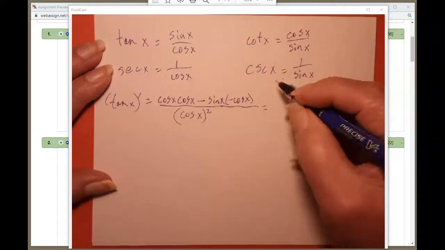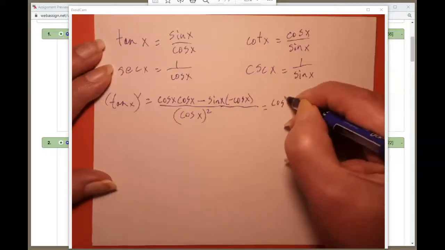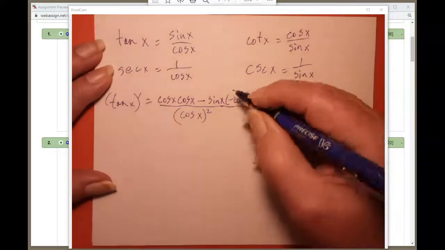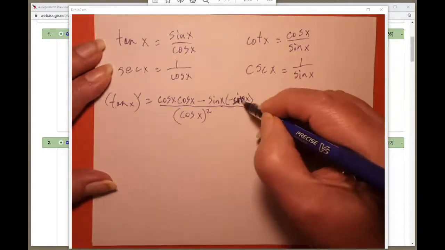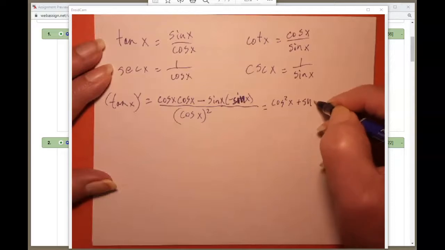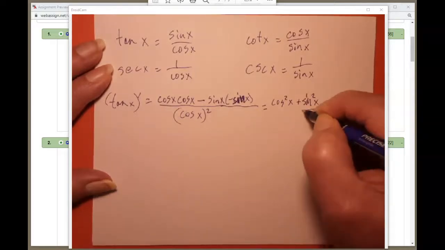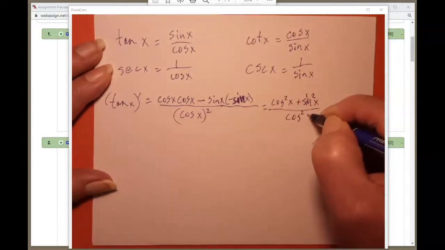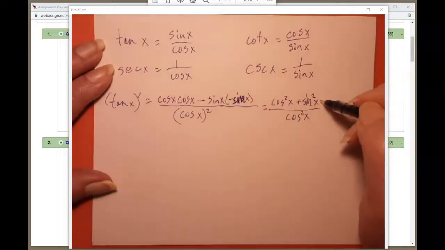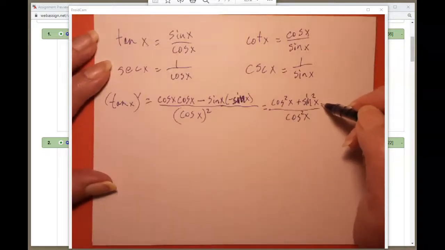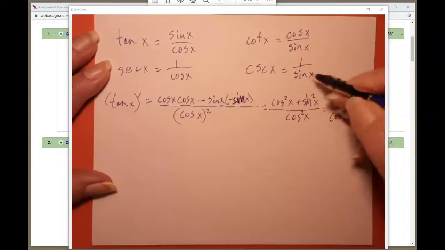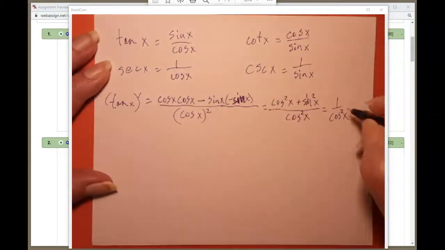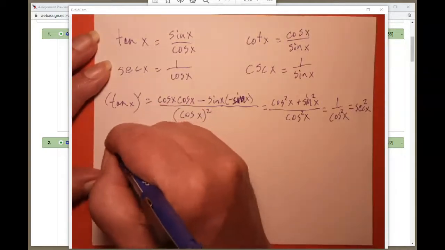So we end up with the cosine squared x plus the sine squared x. Oops, this should be negative sine. Derivative of cosine is negative sine. Sorry about that. So this would be sine squared x all over cosine squared x. Now this is a trig identity, so you should know the identities, and I'll write them down in a second. But this is 1 over cosine squared x. But 1 over cosine is secant, so this is secant squared x. So let's talk about the identities.